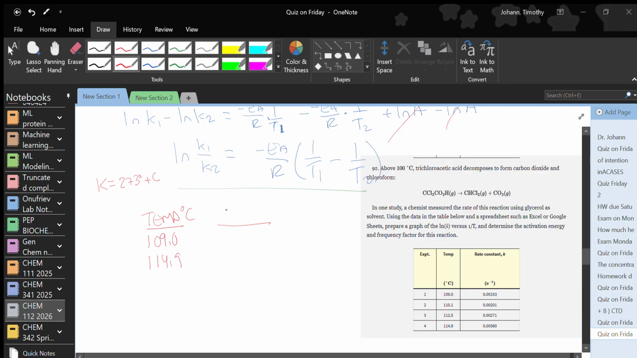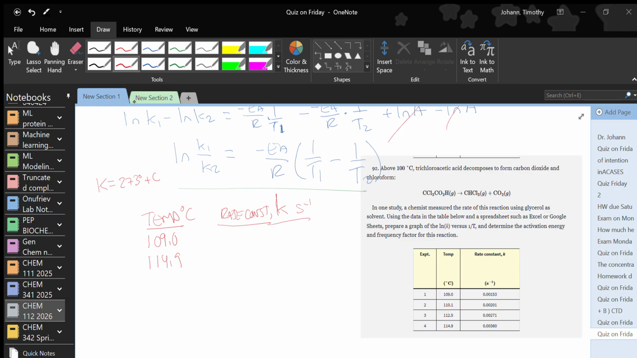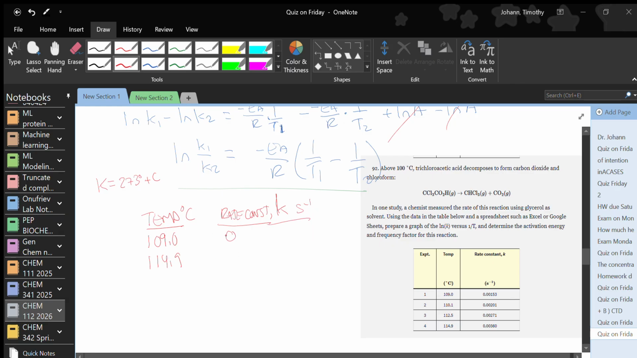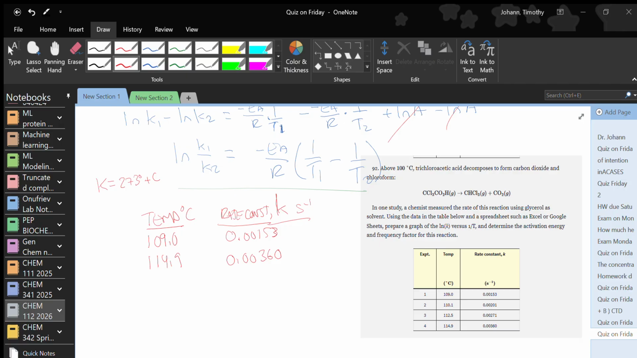And then the rate constant k, in seconds to the minus 1 or 1 over seconds, is going to be equal to the one that corresponds to 109 degrees Celsius is 0.00153, and the one that corresponds to almost 15 degrees Celsius is 0.00360. Go ahead and work that. So let's see, we've got about 11 minutes left. Take 3 minutes.